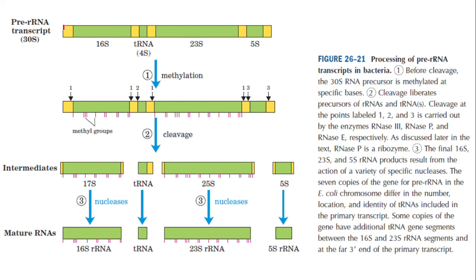But in the case of bacteria, in prokaryotes, there is only a single RNA polymerase. There is a single DNA. It is being transcribed into RNA, and this RNA is being hydrolyzed into different fragments, and these fragments become the different types of RNA.